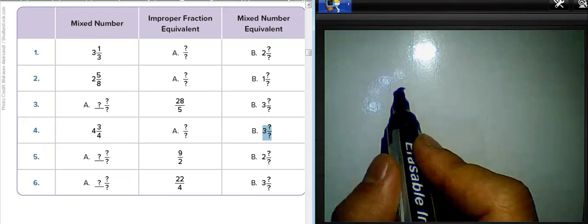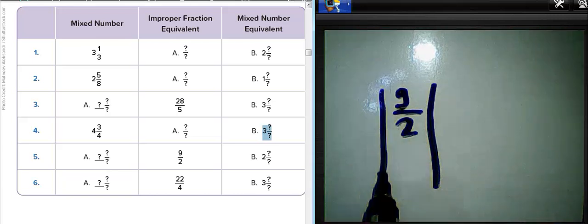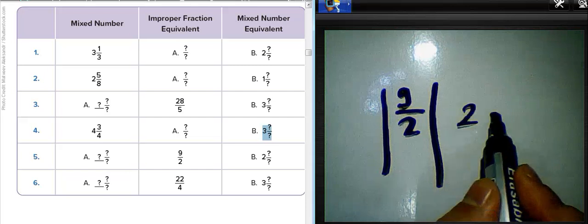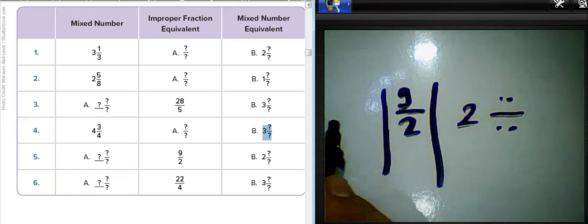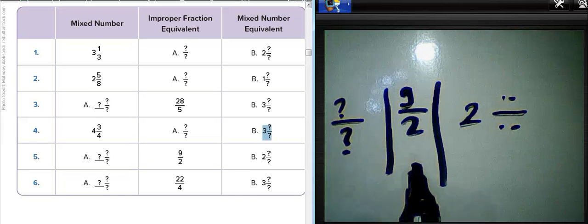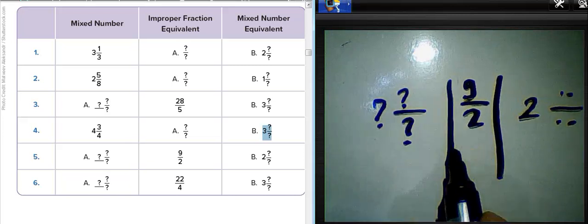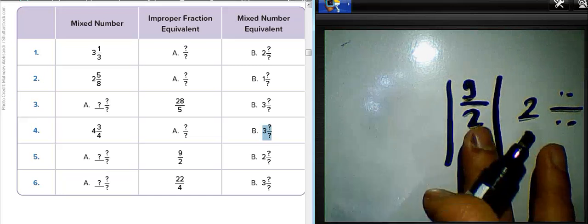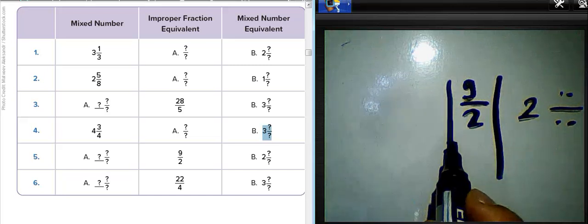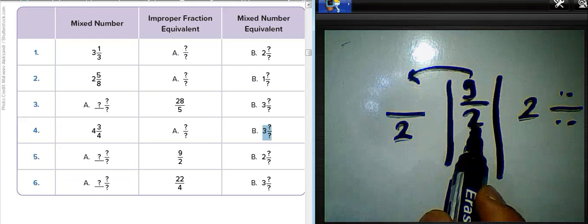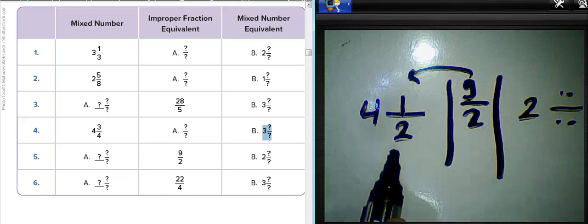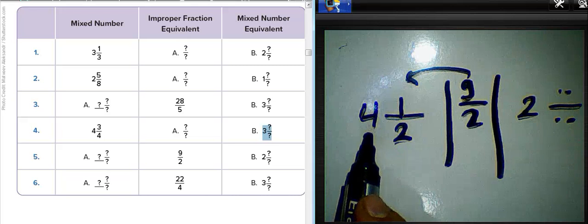Here question number 5: 9 over 2. He asked about 2 and space over space. We can find this result. It's very easy because 9 over 2 is improper. We can convert from improper to mixed number by dividing. 9 divided by 2 equals what? Equals 4 and the remainder 1, because 2 times 4 equals 8 and the remainder is 1.